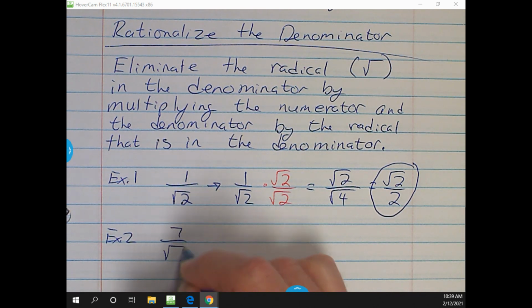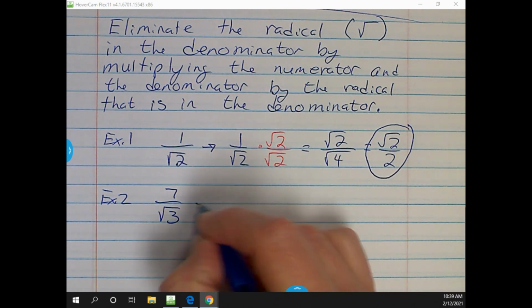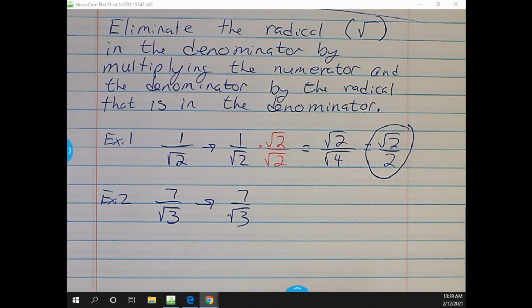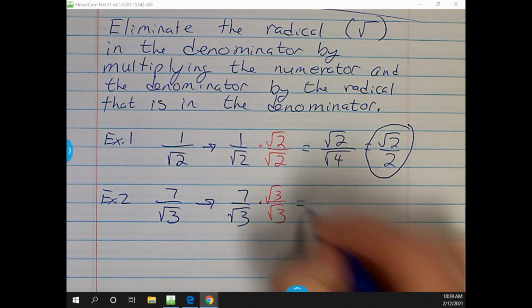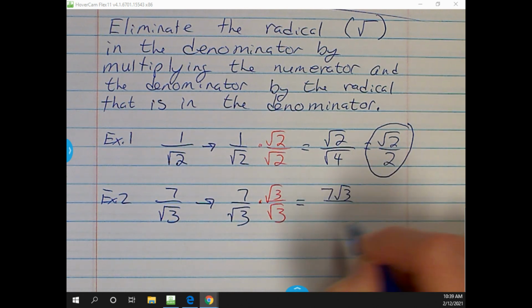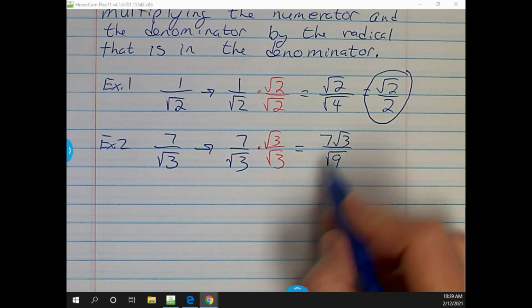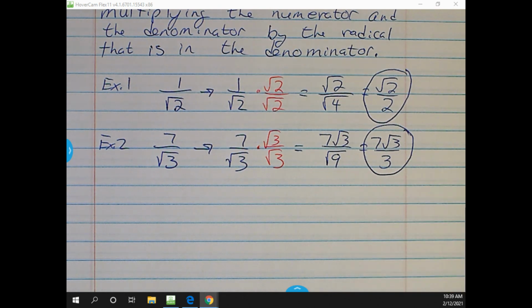Let's say it's 7 over the square root of 3. Again, we take the original problem and multiply the top and the bottom by square root of 3. That makes it 7 square root of 3 over square root of 9. And the square root of 9 is just 3. So that would be the rationalized answer. Rationalize just means there is no square root in the denominator, which makes things easier if you have to start adding and subtracting radicals.